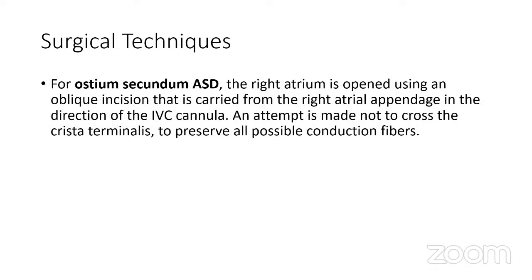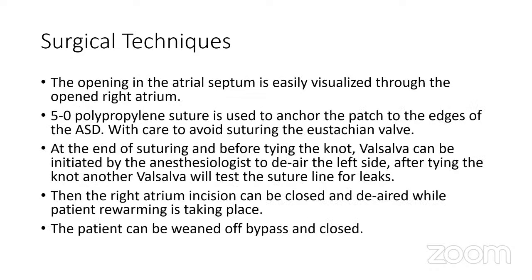For ostium secundum ASDs, the right atrium is opened using an oblique incision that is carried from the right atrial appendage in the direction of the IVC cannula. An attempt is made not to cross the crista terminalis to preserve all possible conduction fibers. The opening in the atrial septum is easily visualized through the opened right atrium.